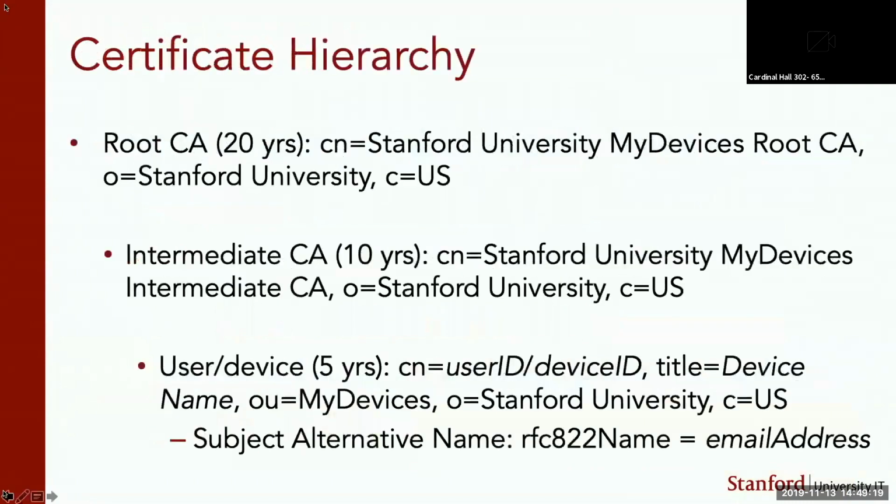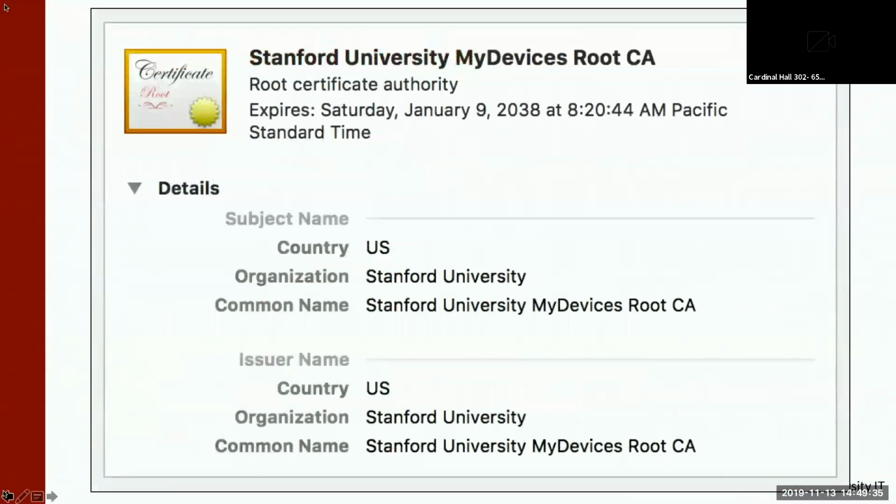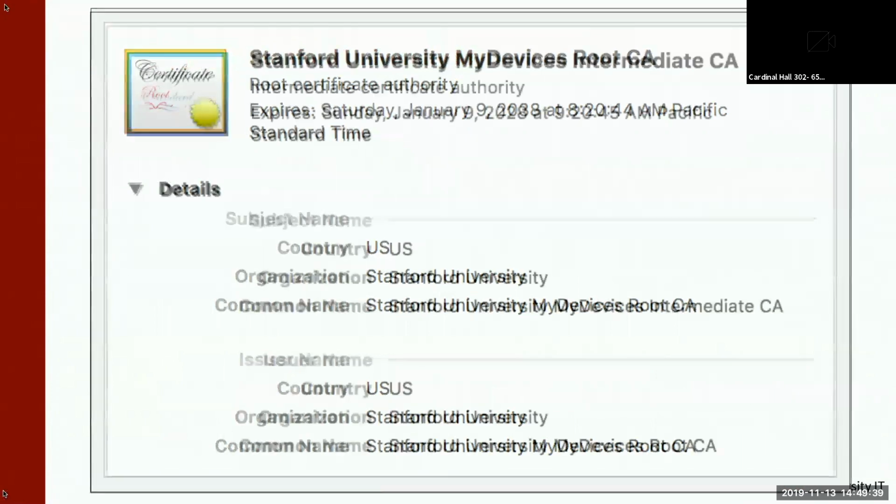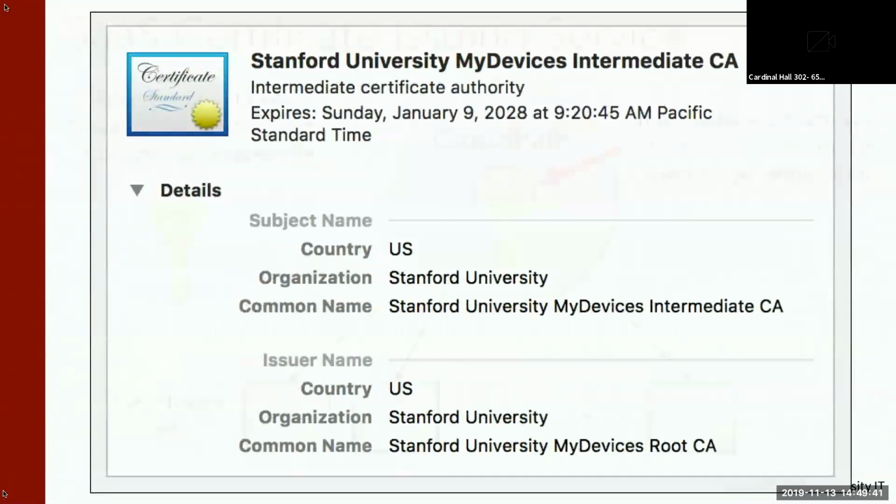Here's our certificate hierarchy that we created, our root and intermediate, and then again, we've referred to at the bottom as the Cardinal key, which is the 5-year lifetime. Okay, so you see the format of those. And then just in case anyone's interested, here's what our root CA certificate looks like, our intermediate CA.